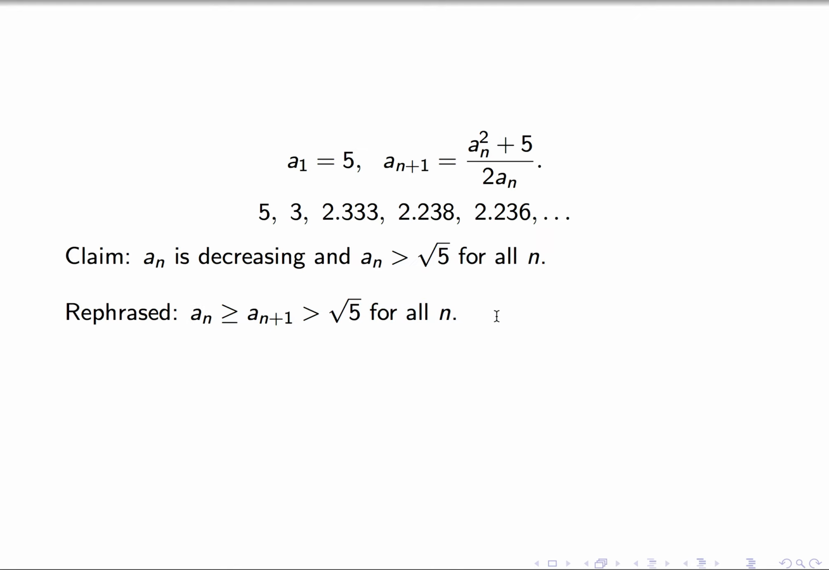And again, where we're going is, once we know that this sequence is decreasing and bounded, then it's going to have to converge, right? There's the monotone convergence theorem that says that all such sequences converge to some limit. And at the end of this video, we're going to see that that limit is actually the square root of 5. Okay?